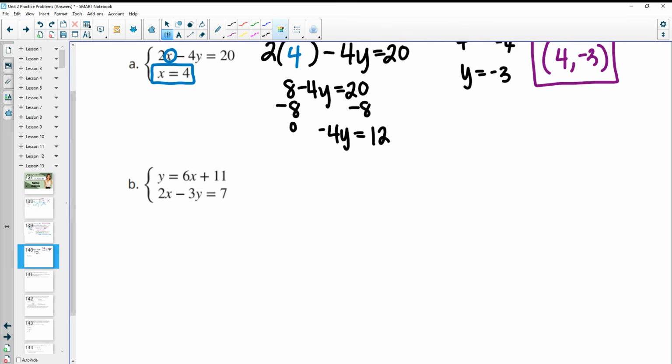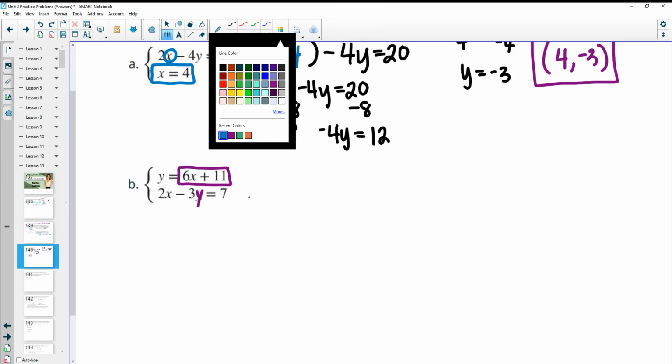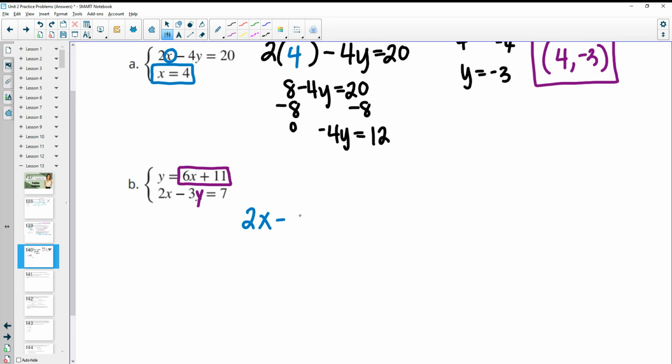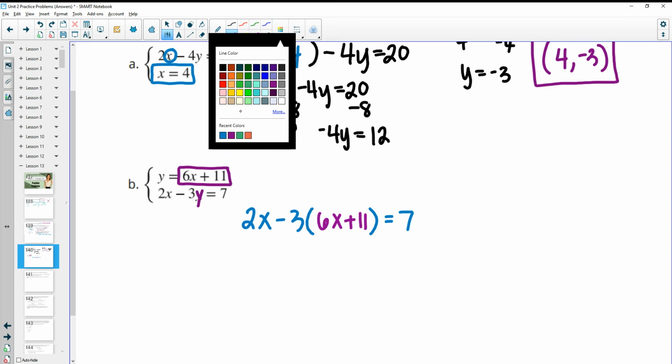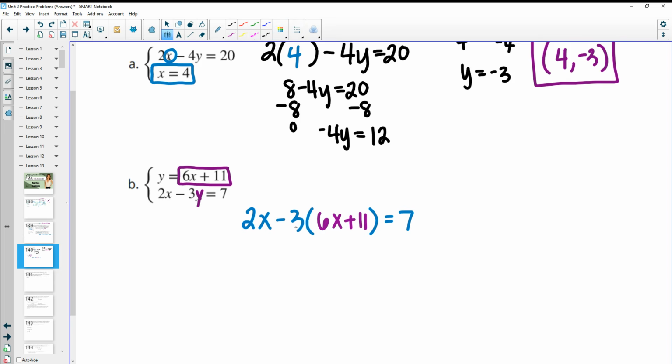Then for part B, we see that they already have y by itself. So we'll just take this and plug it in here for y in this bottom equation. The bottom equation says 2x minus 3 times whatever y is equals 7. In this case, we know that y is 6x plus 11. So then we can just start simplifying here.